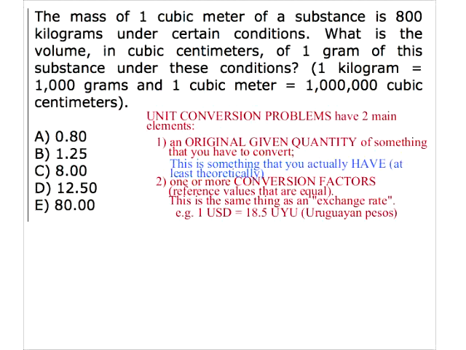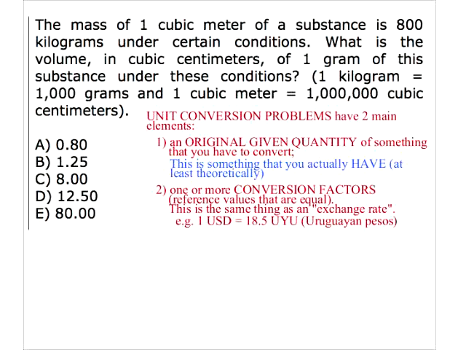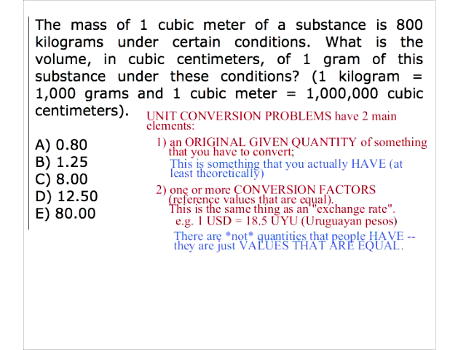Versus the conversion factor is not something that anybody has. Like in an exchange rate, no one has to have these amounts of money. In fact, when you're talking about exchanging, you would definitely be dealing with more than $1. So these are not quantities that people have. They are just values that are equal. So in this problem, tell me in the text box, what is number 1 in this problem? What is the given quantity in this problem?